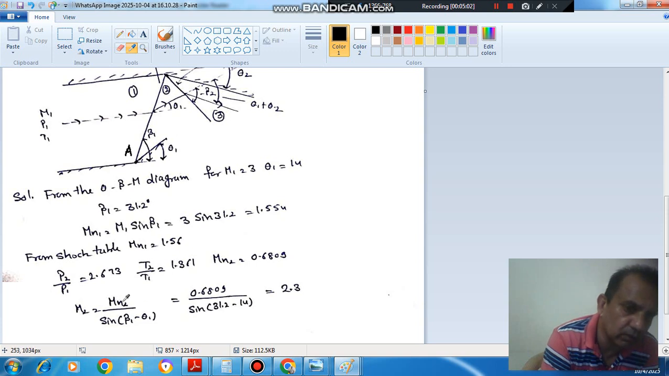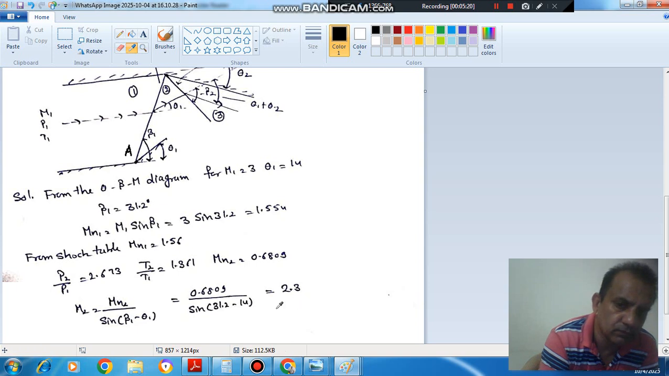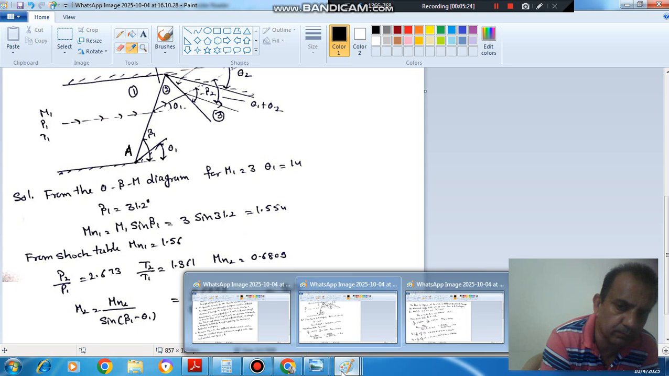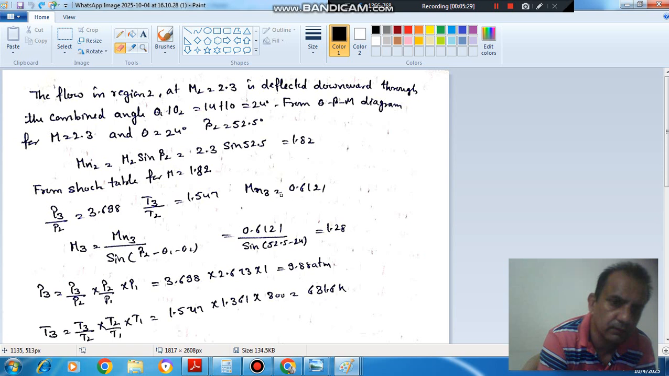Now, again using the oblique shock formula, we can find M2. M2 is Mn2 divided by sine of beta 1 minus theta 1. Beta 1 is 31.2 and theta 1 is 14, so M2 here will come out as 2.3. So these are the conditions. Or we can find the pressure or temperature in region 2, or we can move further.